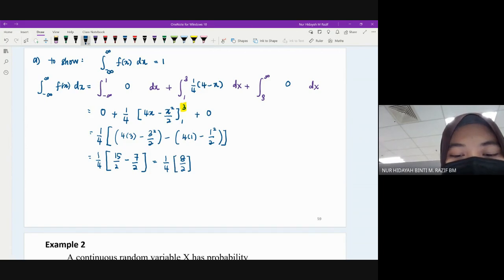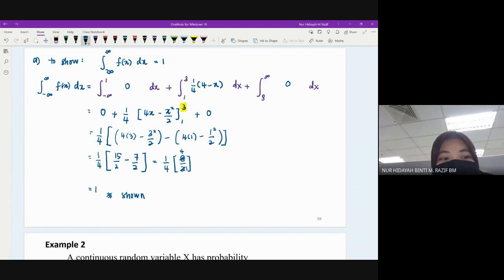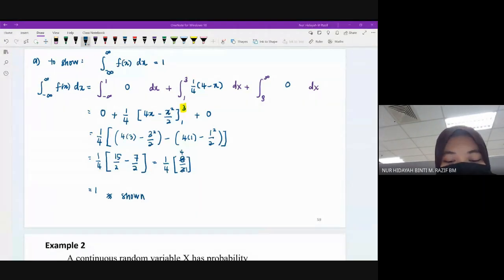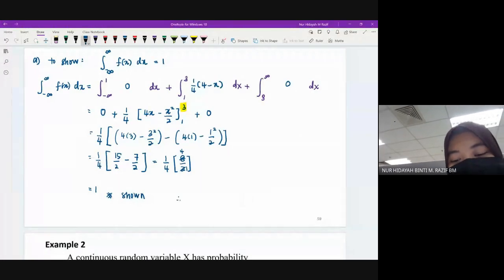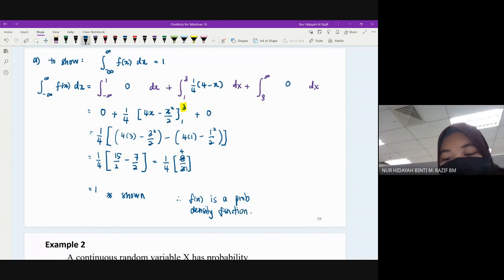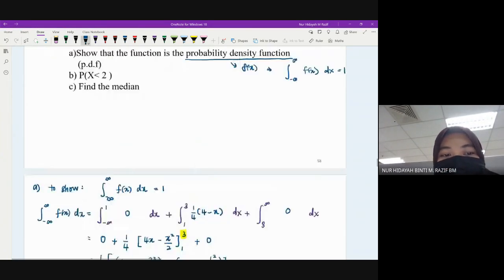Okay, and that is equal to 4. And 1/4 darab 4 nilainya mesti bersamaan dengan 1. So di sini kita telah pun show yang bila kita integrate benda tu kita akan dapat jawapan 1. Jadi as a conclusion you boleh tulis fx is a probability density function.